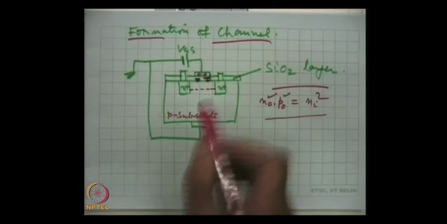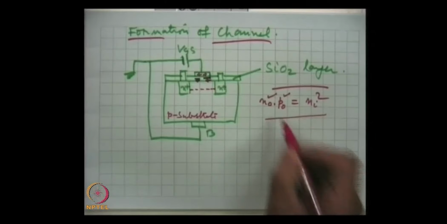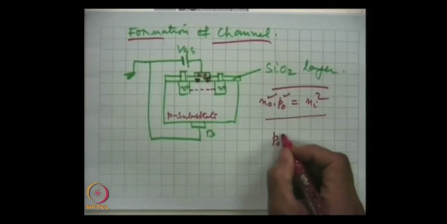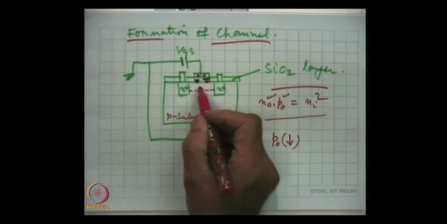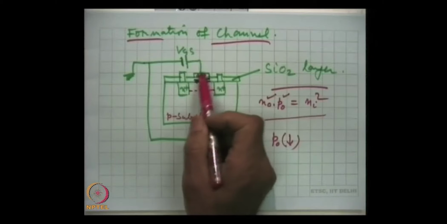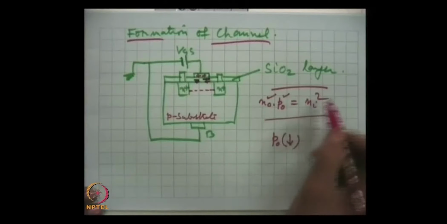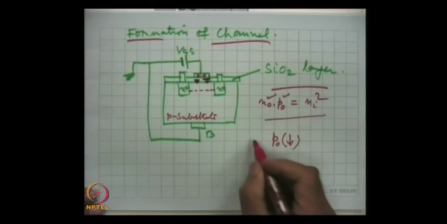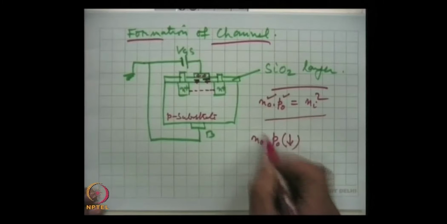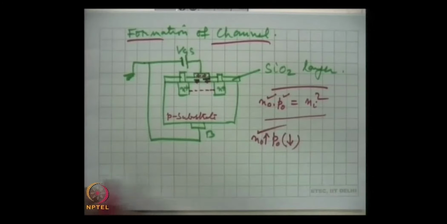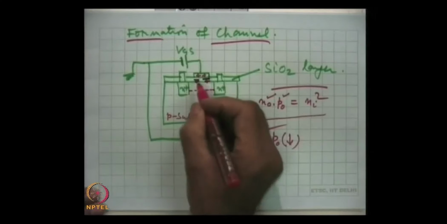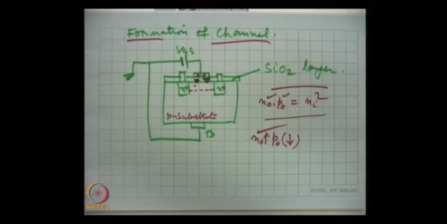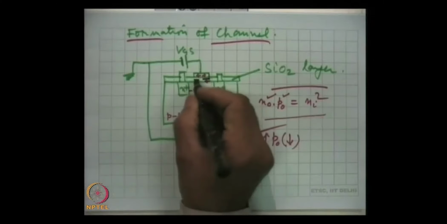Now, this hole density p0 will fall because of the repulsion of the field created by the positive voltage at gate electrode, and hence according to this relation, if hole concentration falls, the electron concentration will go up to maintain this constant. So, in this region some electrons will be created.